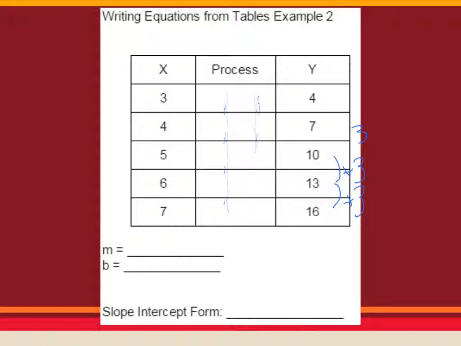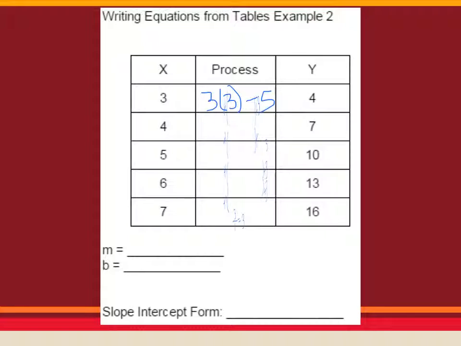So our slope is change in y over change in x. Our y values are increasing by 3. Our x values are increasing by 1. So 3 is what we're going to multiply by. Remember that your slope will always be what you multiply x by. Now looking at our process, we have our 3 times our x values. So 3 times 3 is 9. We're trying to get to 4. So 9 minus 5 is 4.